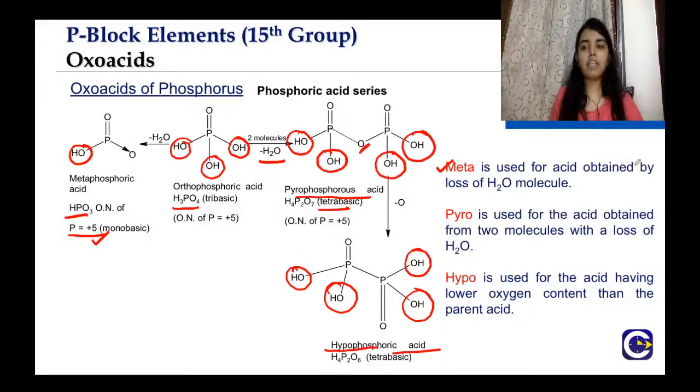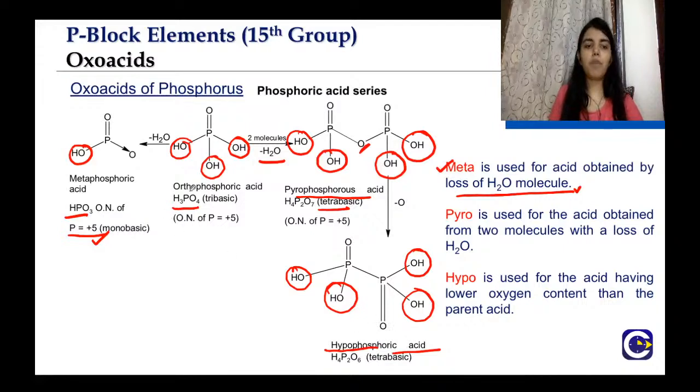Meta is used for the acid obtained by loss of one water molecule. So here this is the parent acid, that is H3PO4 orthophosphoric acid. If you remove one water molecule, you will get metaphosphoric acid. Pyro is obtained when two molecules of the parent acid are taken and water is removed from it, right? So here if you take two molecules of orthophosphoric acid and remove one water molecule, you will get pyrophosphoric acid. Hypo is obtained when you remove one oxygen from the pyrophosphoric acid. So one oxygen is removed here, so it will give you hypophosphoric acid.